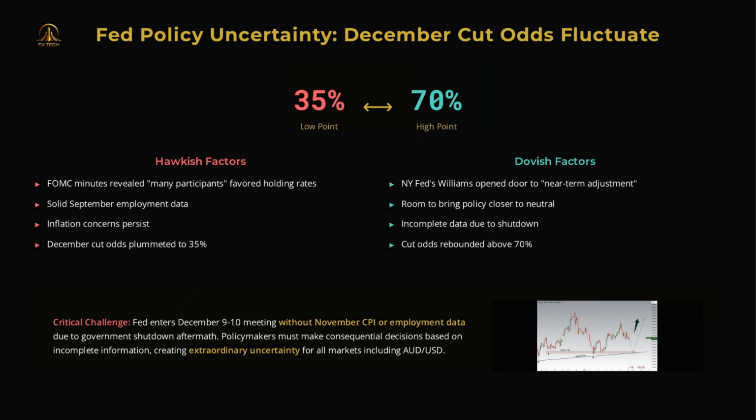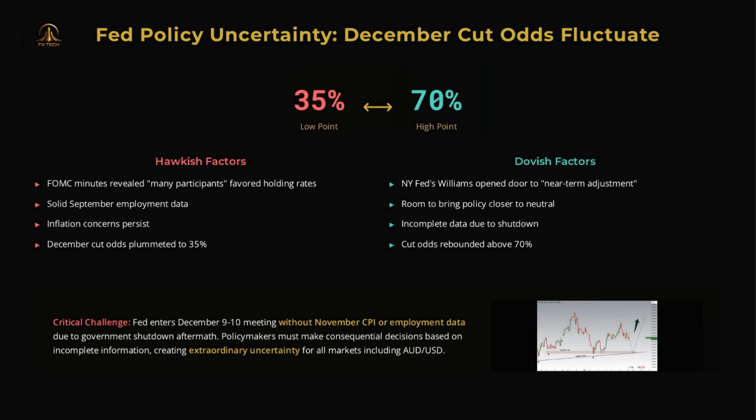The Philadelphia Fed Manufacturing Index contracted at the fastest pace in 6 months, though interpreting this data requires caution given the disruptions. Most critically, the Federal Reserve faces an unprecedented challenge entering its December 9th to 10th meeting. Policymakers will lack access to November CPI and employment data due to the shutdown aftermath. This forces consequential monetary policy decisions based on incomplete information.